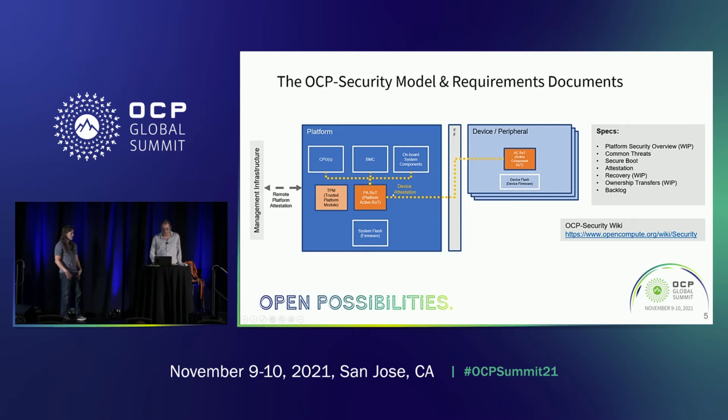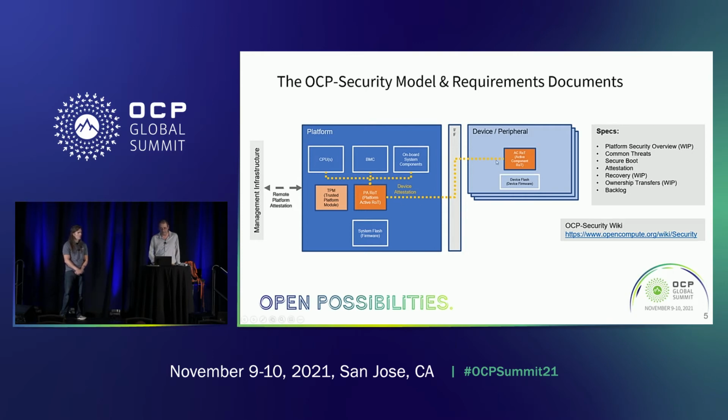So we've been defining this concept of a root of trust. And there are two variants of that. There is the PAROT, the platform active root of trust, the one that sits on the motherboard. And there is an AC, active component root of trust, the one that sits on peripherals, on devices. And the specs we've been defining are basically the expected behavior on the device, like secure boot: how does every platform or every device have to do secure boot?